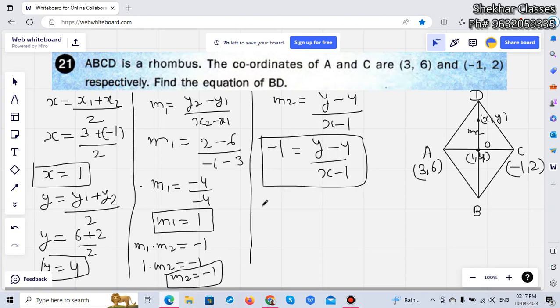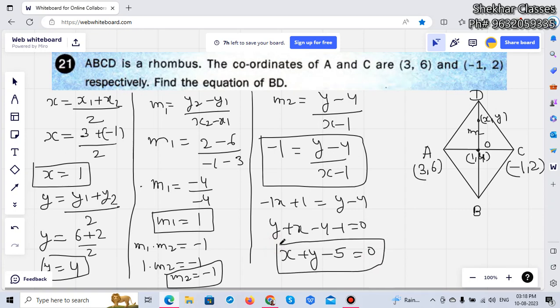When we cross multiply, we'll get -1 into x, minus x, and -1 into -1 is +1, equal to y minus 4. So we get here y plus x. Move everything to the other side, it becomes minus 1 and minus 4 equal to 0. So we get x plus y minus 5 is equal to 0. This is the equation of which line? This line here, BD. We have found it, and this is your answer.